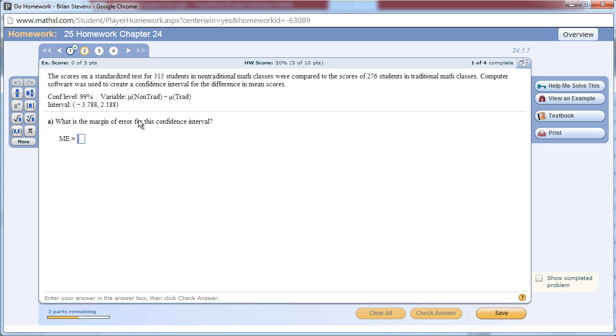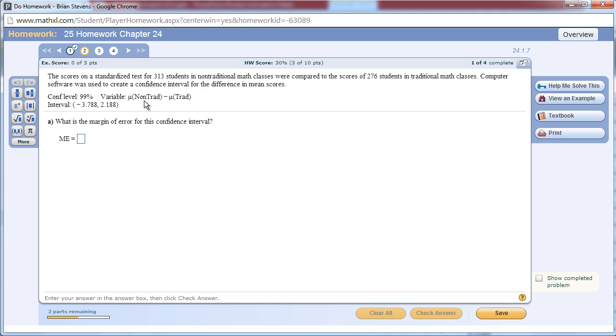The scores on a standardized test for 313 students in non-traditional math classes were compared to the scores of 276 students in traditional math classes. Right here we get N sub 1 and N sub 2. Computer software is used to calculate the confidence interval, so it gives us it down here. This is a rather wide confidence interval because it's a 99%.